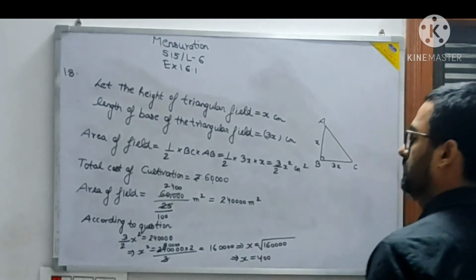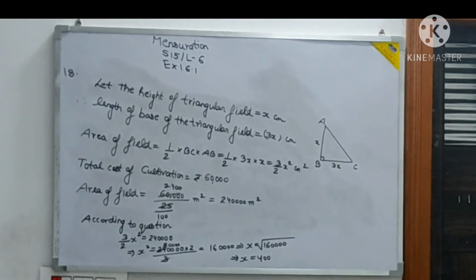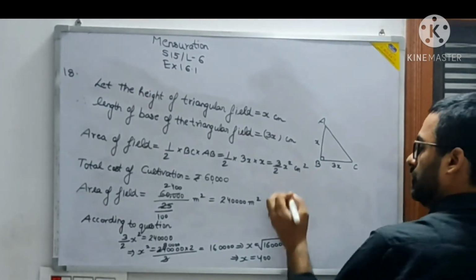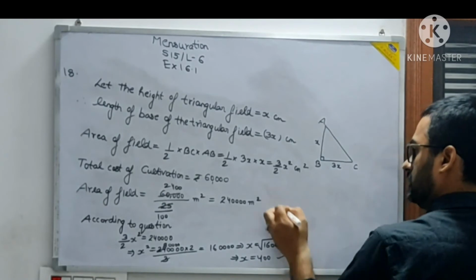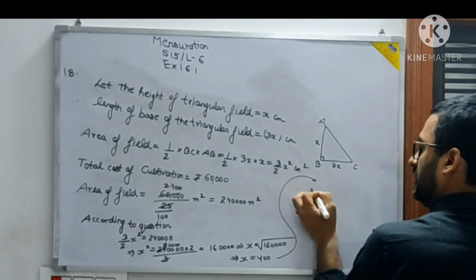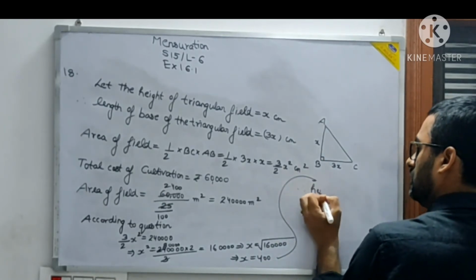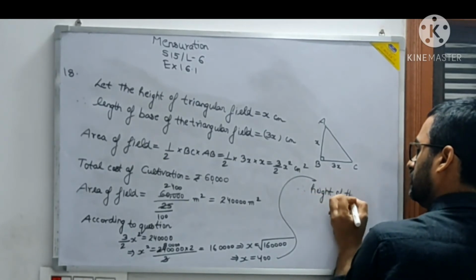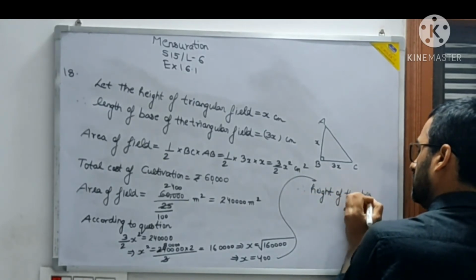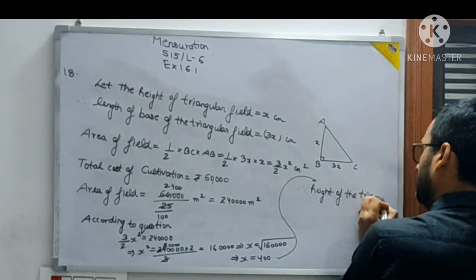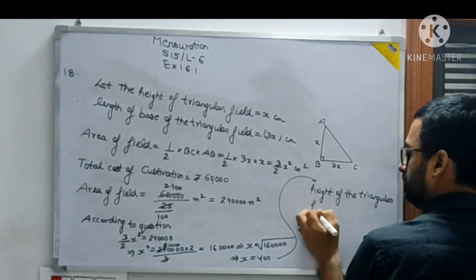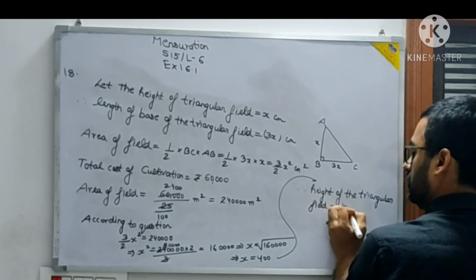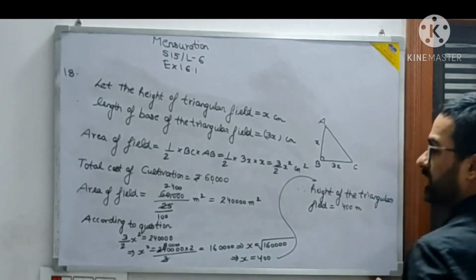400. So x equal to 400 we got. So that should be the height. Therefore, after this I am writing here: height of the triangular field is equal to 400 meter.